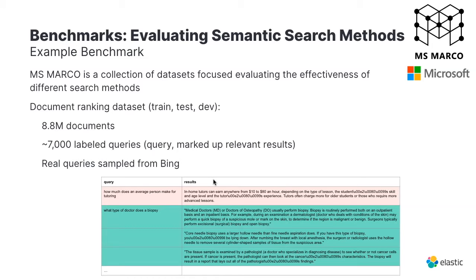But Microsoft released this a while ago, which is a classic set. It's almost 9 million documents and 7,000 labeled queries, real queries sampled from Bing, with the query and good results for that query. So that's an example of a marked up data set, and our goal is to get really good results on these types of benchmarks. If you query for this on this data, we should hopefully return this very high up in the set of documents we return.